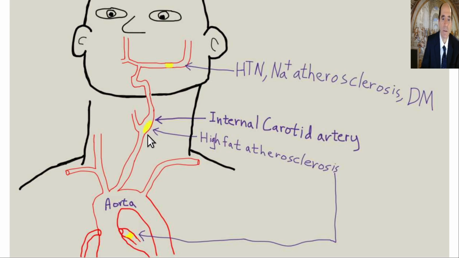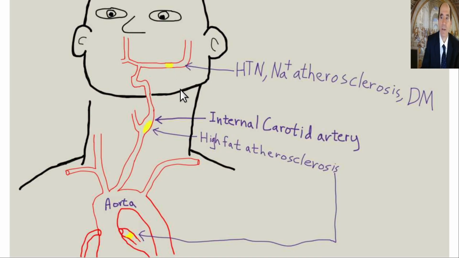So the point of the matter is, a high-fat diet will typically cause atherosclerosis in the internal carotid artery origin, also in the coronaries of the heart. That's heart disease. Whereas a lot of hypertension, like what the Asians tend to get from eating high-sodium diets and smoking a lot of cigarettes, they get intracranial atherosclerosis. That's also called Asian atherosclerosis.